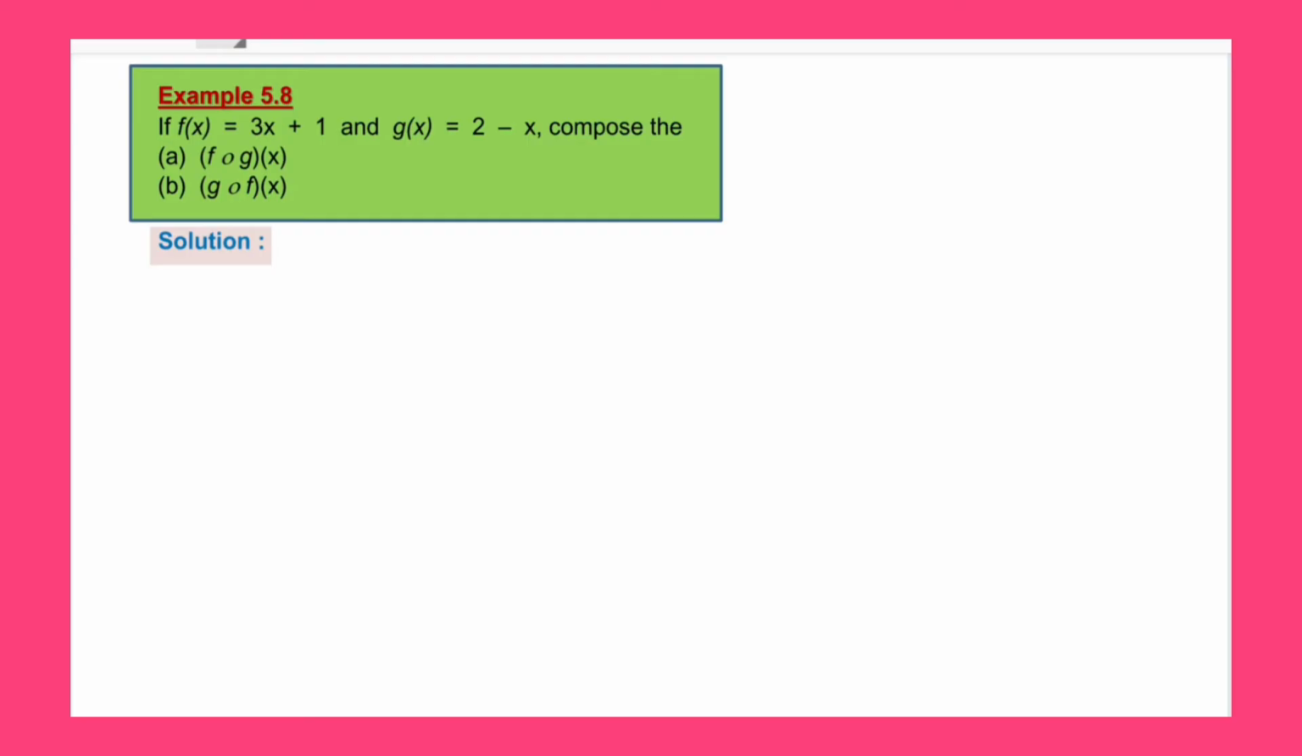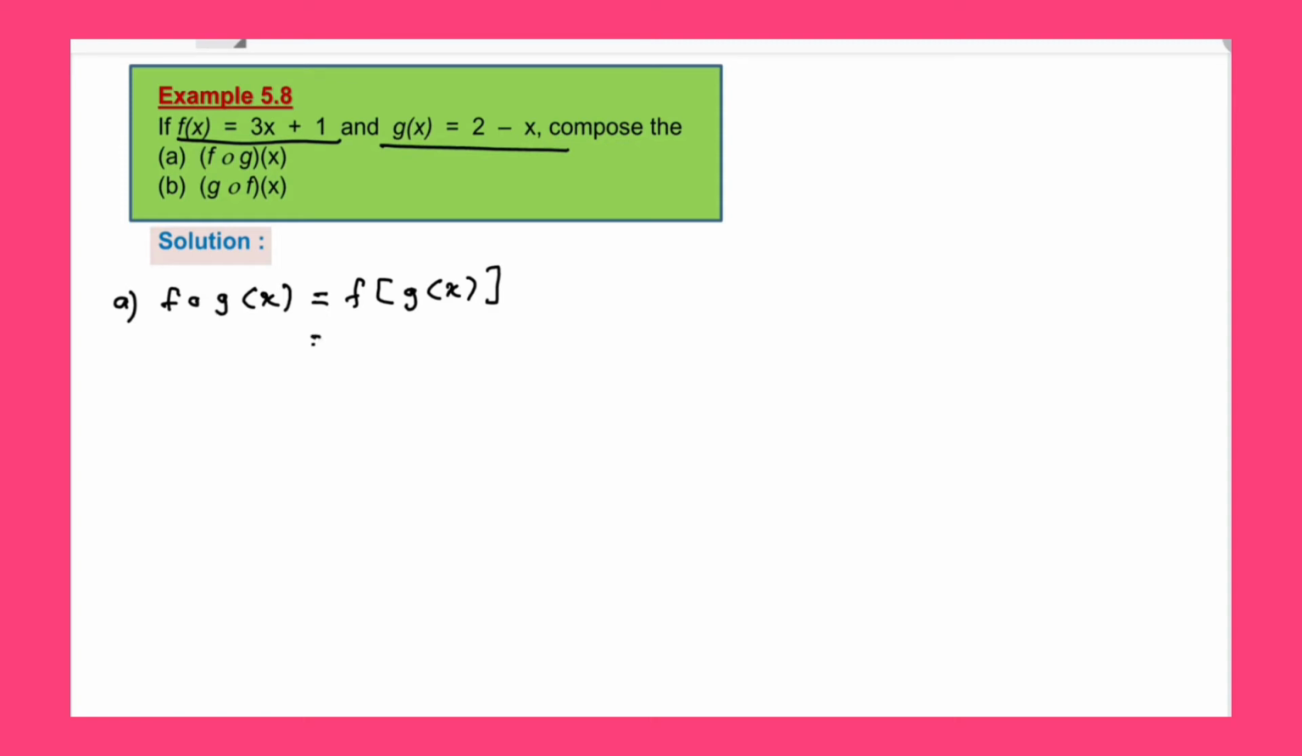If f(x) equals 3x plus 1 and g(x) equals 2 minus x, find (a) f compose g of x, (b) g compose f of x. So we have two functions here. The first one is f(x), the second one is g(x). We do question a first. We need to compose f compose g of x. We may rewrite this as f(g(x)).